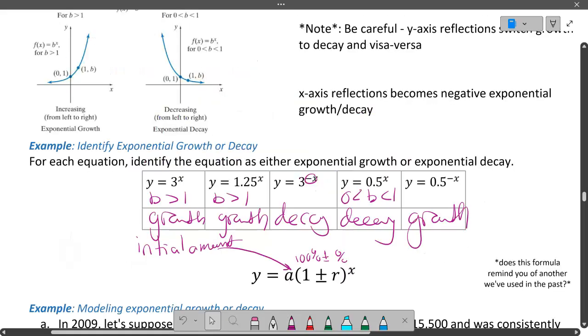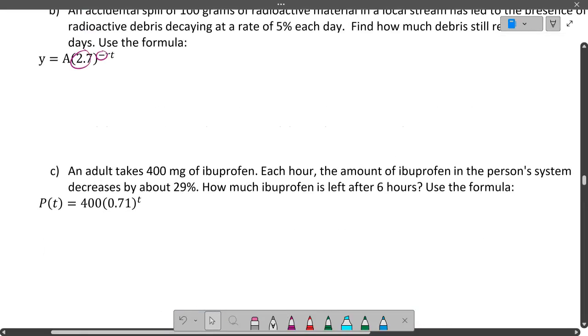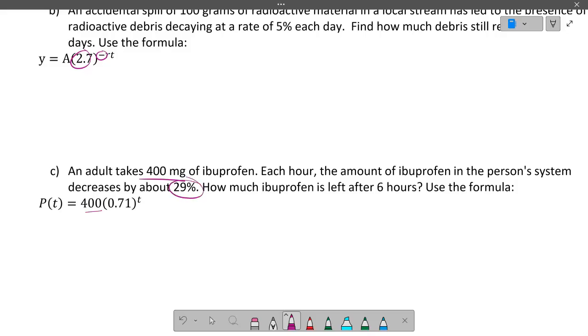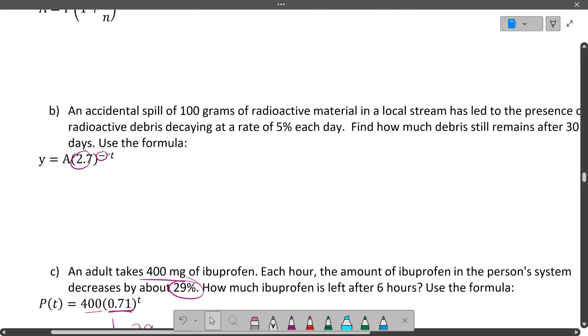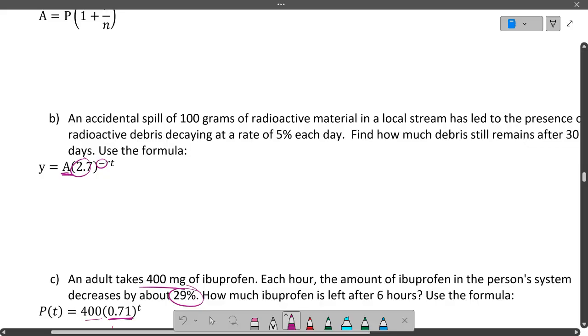So let's look at some of our models from yesterday again. Okay, we see that we had an initial amount of 400. There's our a value. We talked about how that 29% is hidden in part of that 0.71. 1 minus 0.29 gives me 0.71. So there's my b value for my rate. We have a as our initial amount. We started out with 100 grams.